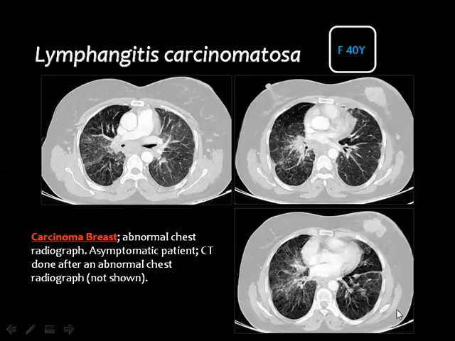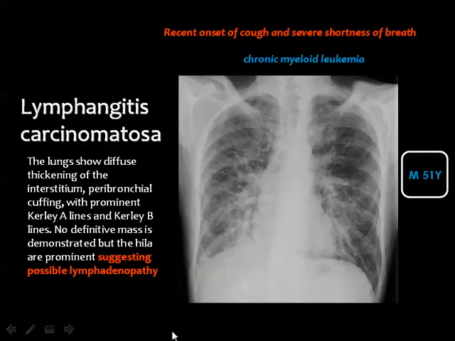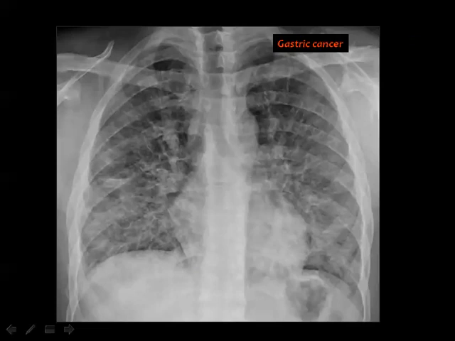Then you see too many interstitial opacities in the lung, and this is the primary malignancy. Then you know that this is lymphangitis carcinomatosa. This patient with chronic myeloid leukemia, you have interstitial opacities in the chest X-ray, and the diagnosis is lymphangitis carcinomatosa.